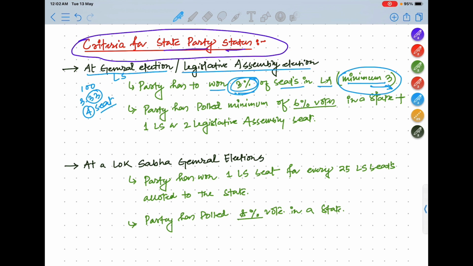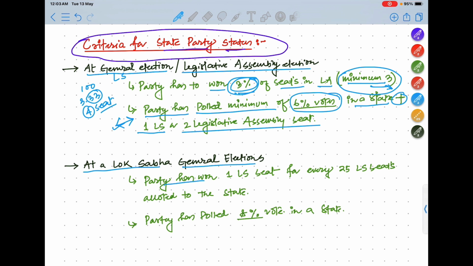Next, the party has polled a minimum of 6% votes in a state, plus in addition 1 Lok Sabha seat or 2 legislative assembly seats. These are very factual things. Try to learn it, but I feel these are not important from the prelims point of view, though they are important from the mains point of view. So this time you can skip it, but as I am covering this chapter, that is why I am explaining.